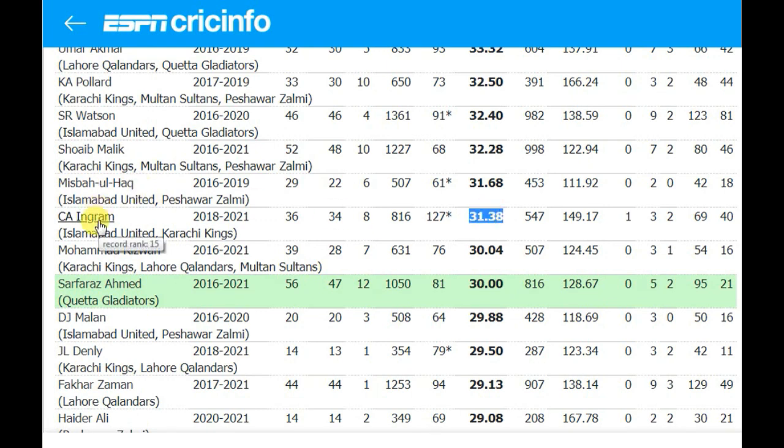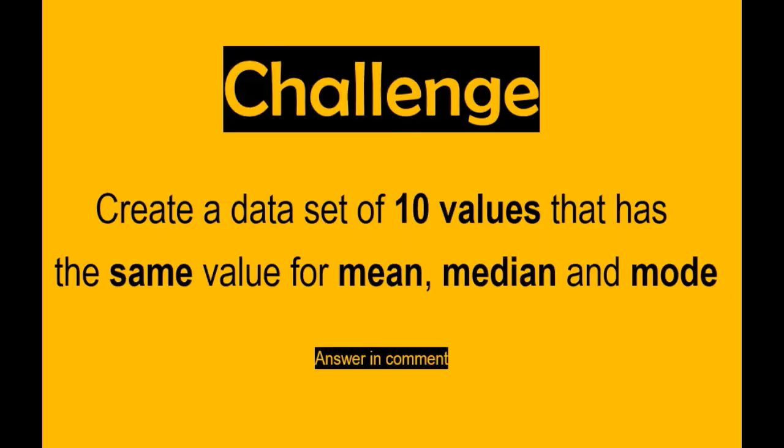So I hope now it's time for a challenge. Here you have your challenge question. Now let's see who will solve this. In the question, you simply need to create a data set of 10 values. You can take any values you want, and the condition is that the data should have the same value for mean, median and mode.